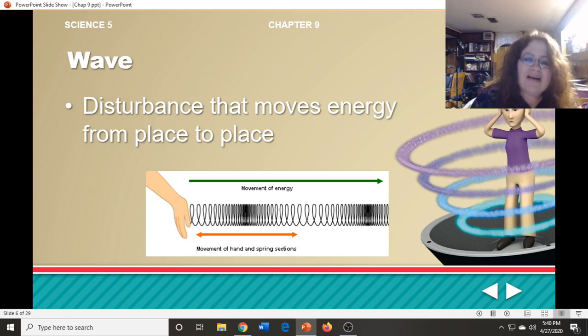Sound waves are also described as mechanical waves. Mechanical waves must have matter to travel through. I would like you to highlight that sentence because it's really important. Mechanical waves must have matter to travel through. And sound is a mechanical wave. It cannot travel if there is no matter for it to travel through.